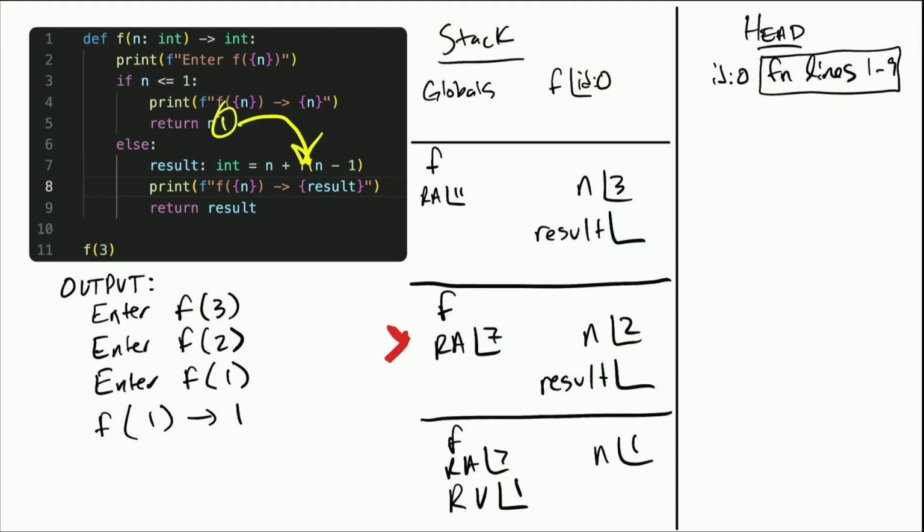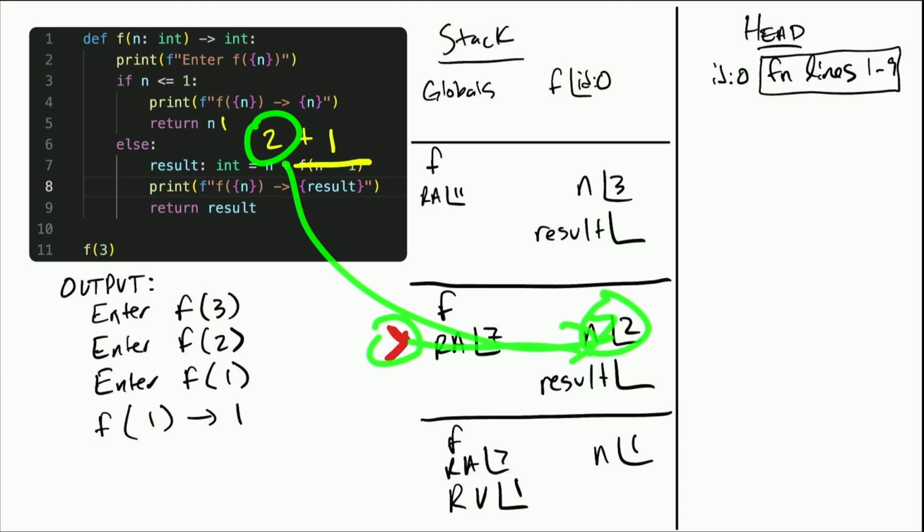to this frame where n is 2, and we just substituted in, for this expression, f of n minus 1, this expression resulted in the return value of 1. We know that n in this frame is 2, right? So 2 plus 1, and again, this 2 comes from this n here. Our current frame n is 2. Right? 2 plus 1 is 3, so our result variable is going to be initialized to 3.